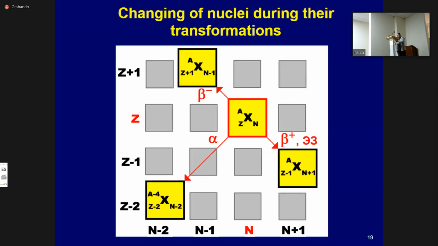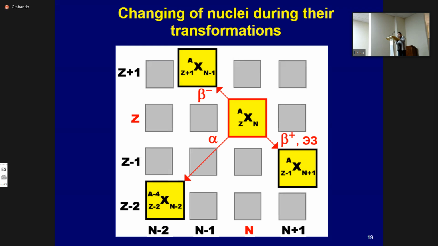So here is the general scheme. During radioactive decay, both the charge number Z and the mass number A of the nucleus change. If we depict the transformations of nuclei during various types of decay in the coordinates Z and N of the table of nuclides, we will obtain a scheme of nuclear transformations represented on one slide.